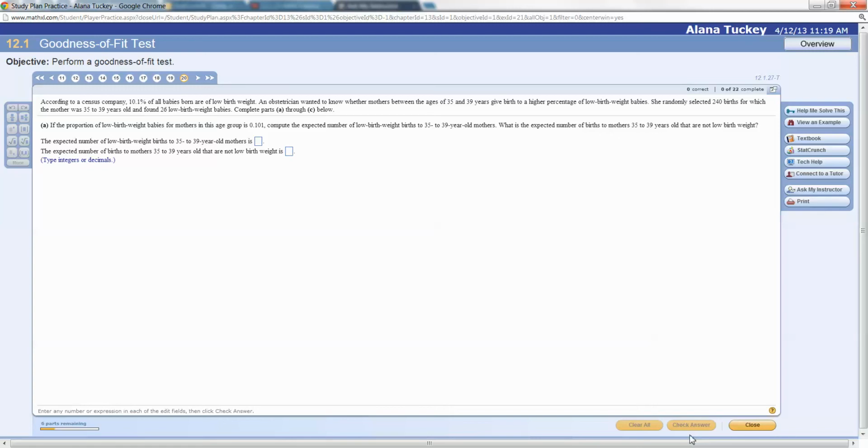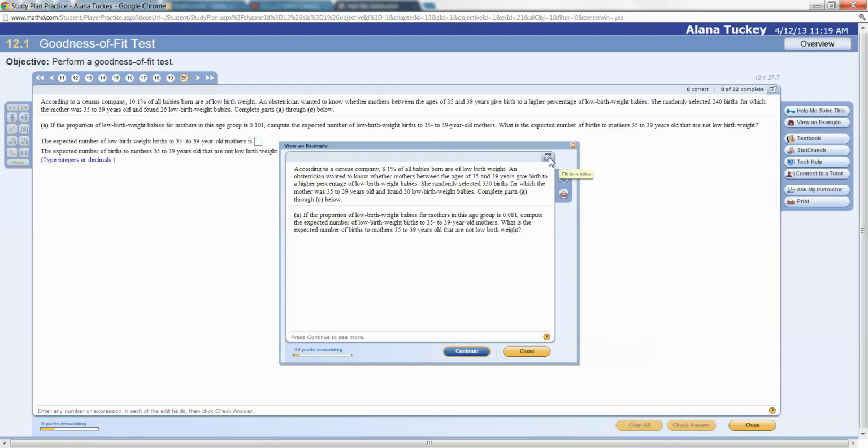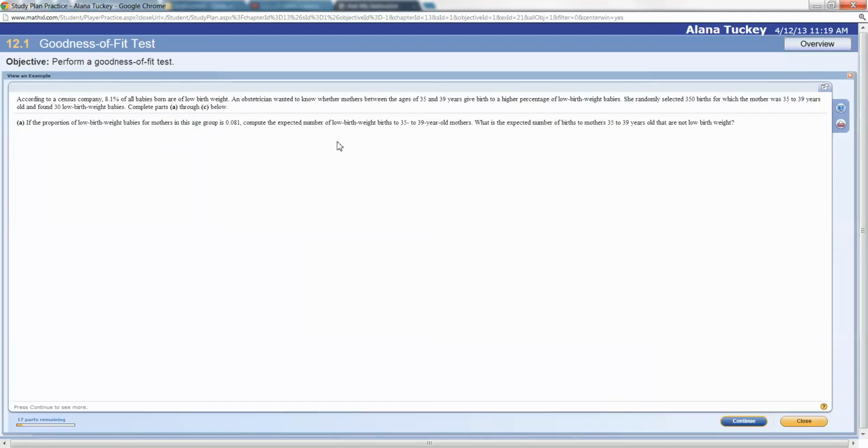Hey there, I received a request for help with this one, which is 12.1, number 27 in my MyMathLab. This is the study plan, of course, where it shows up in your actual homework. I'm going to do the example, not the actual problem, but it should work very similarly.